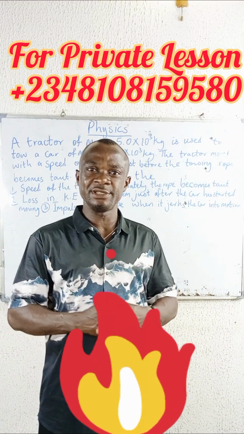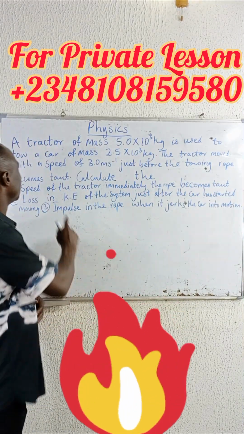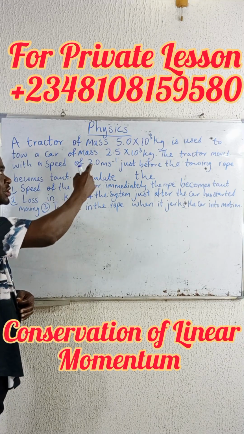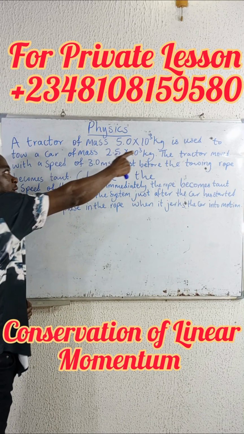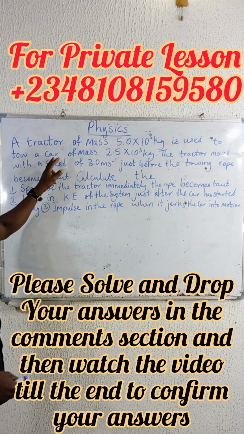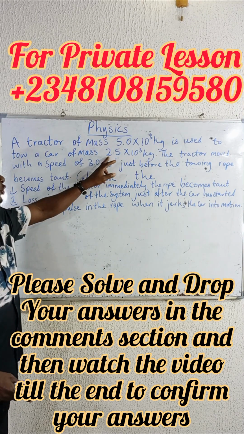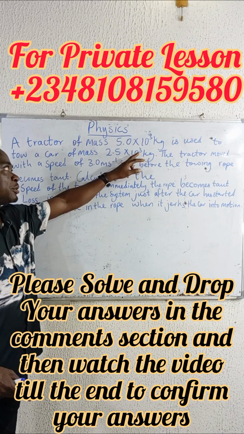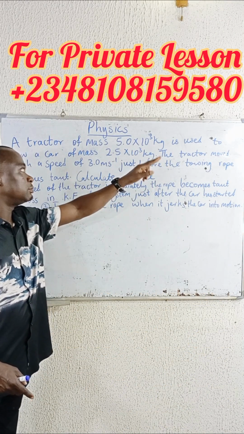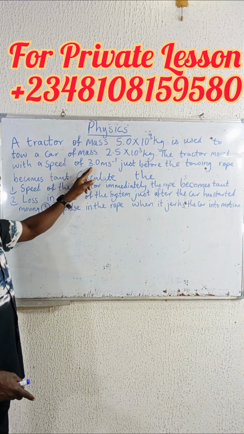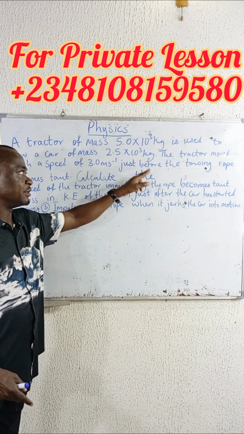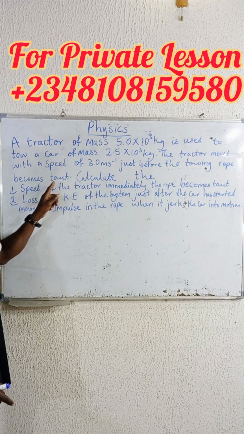Let us solve this question. The question says a tractor of mass 5.0 times 10 raised to power 3 kilogram is used to tow a car of mass 2.5 times 10 raised to power 3 kilogram. The tractor moved with a speed of 3.0 meters a second just before the towing rope becomes taut.